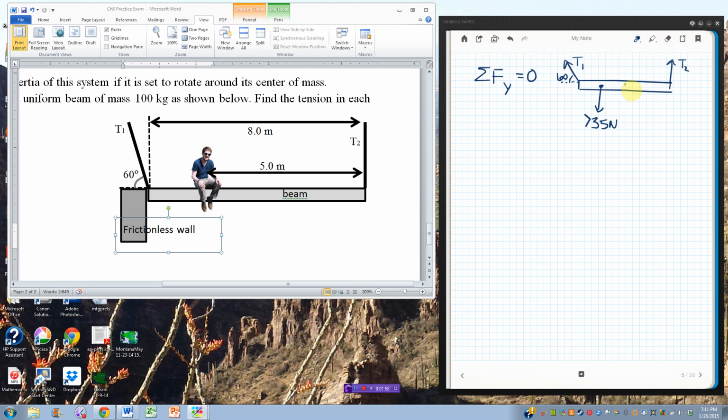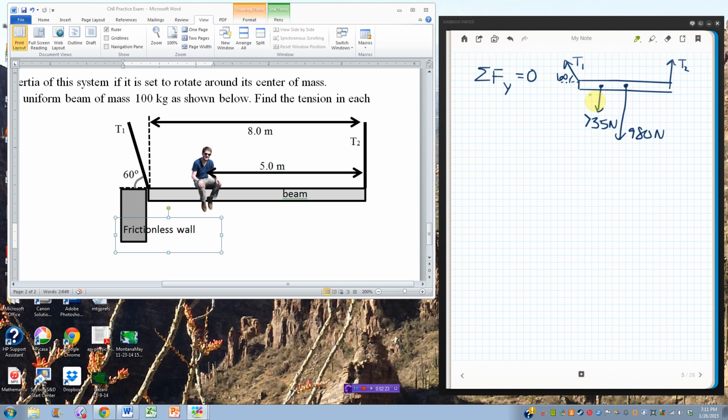Okay. I've also got the weight of the beam itself. The beam itself is 100 kilograms. So that's supposed to be straight down. Sorry, I'm slanting. The weight of the beam itself is going to be 9.8 times 100, or 980 newtons.